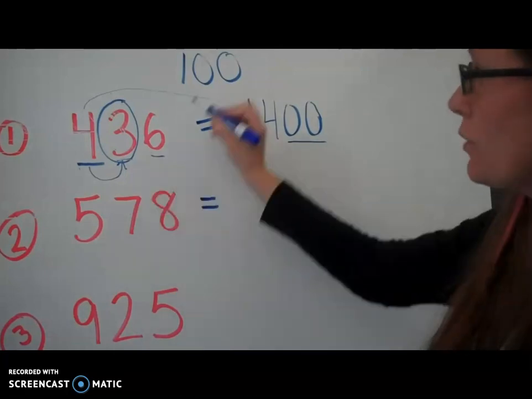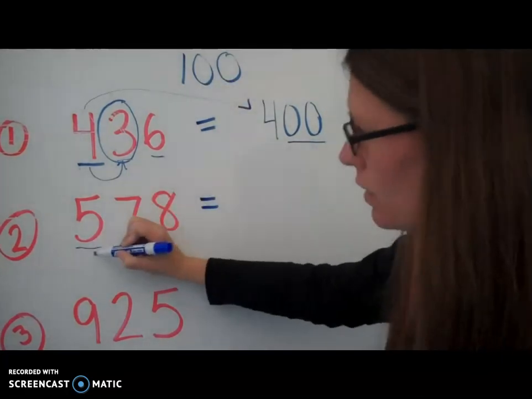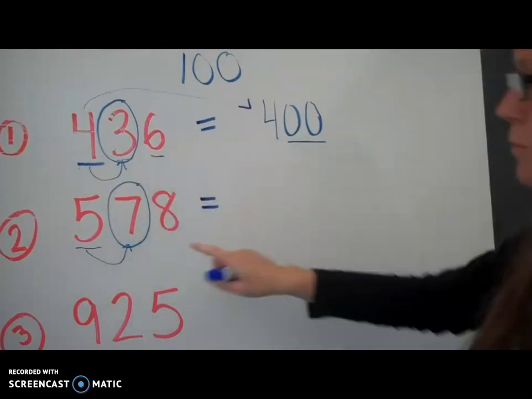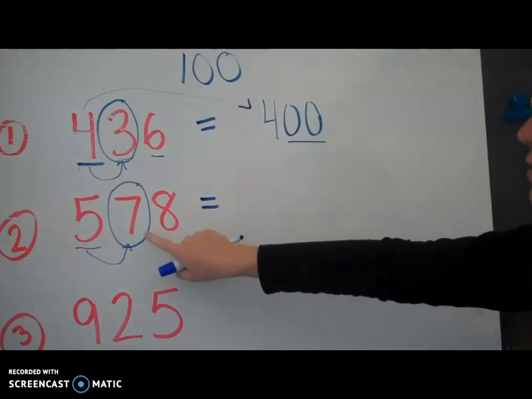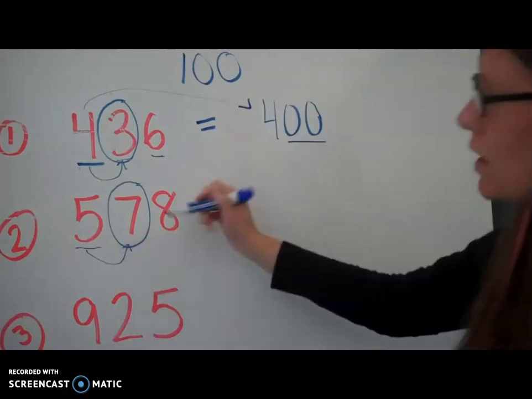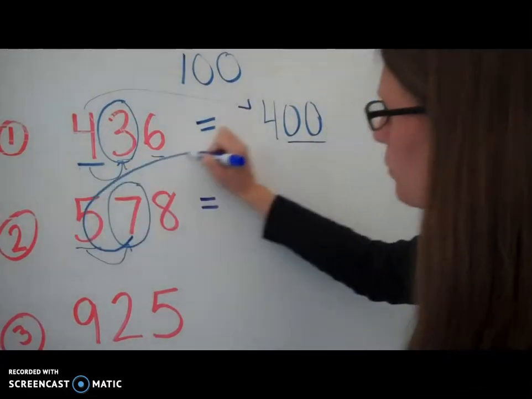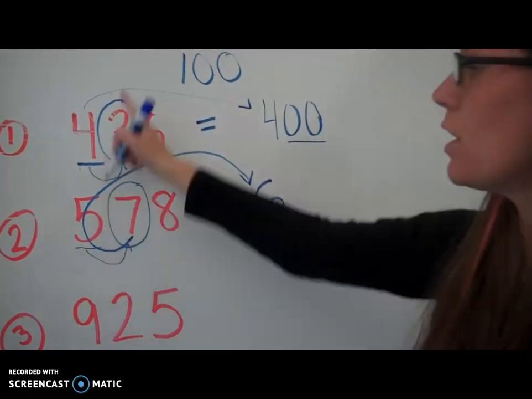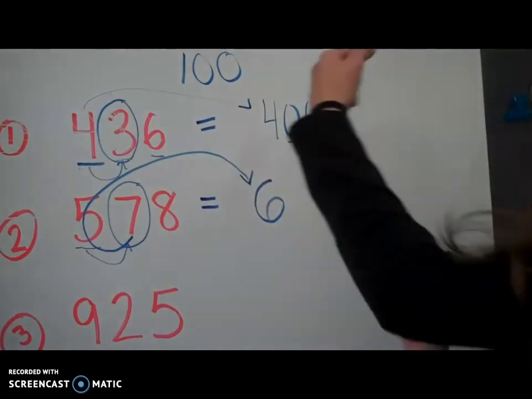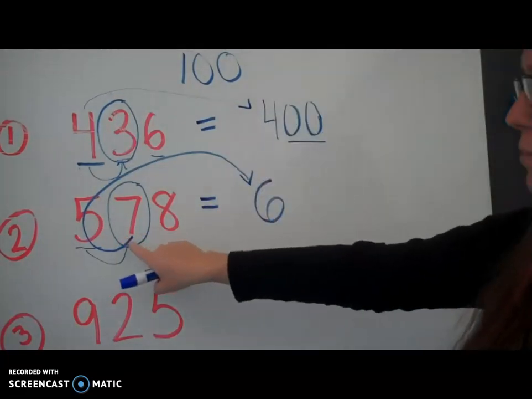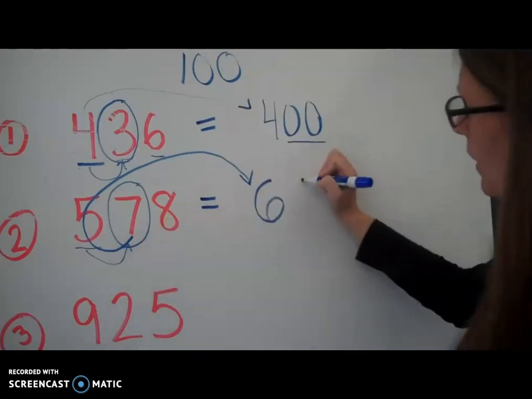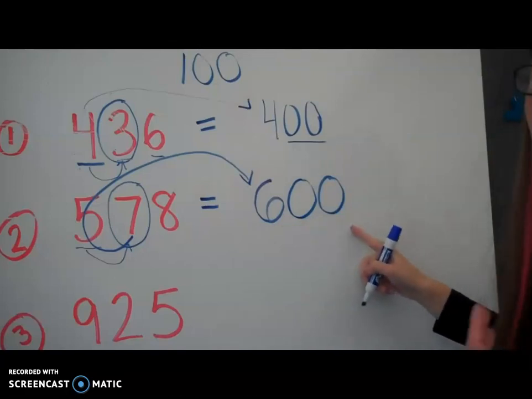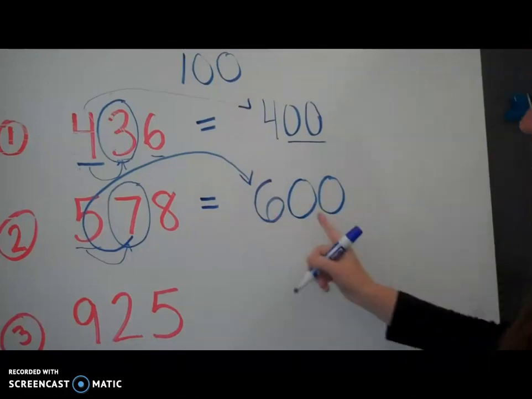Next one, rounding to the nearest 100. So I'm going back one column and I'm looking in the tens. I'm deciding whether 7 is weak or strong. And I know that 7 is strong. So that means it's going to push the 5 to a 6, because the next number up is 6. I take my 7 and my 8 and I turn them into zeros. So I have a number that I count by hundreds, 600.